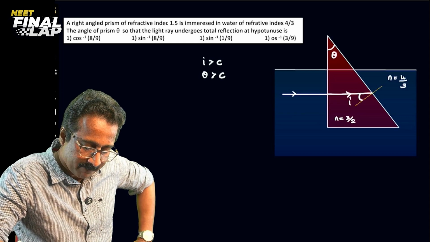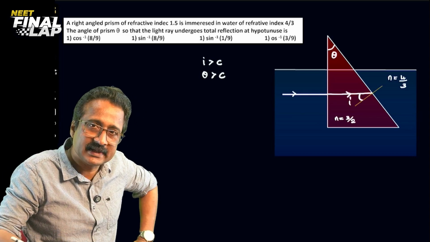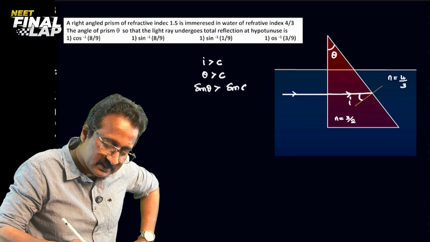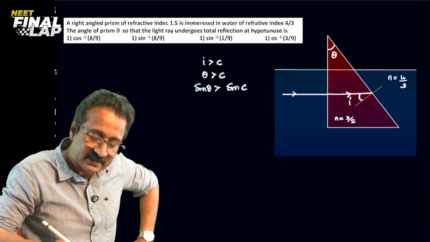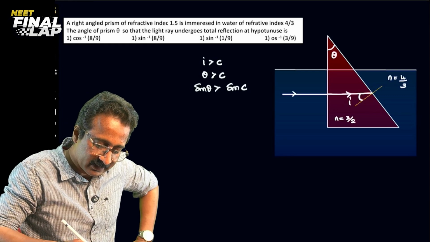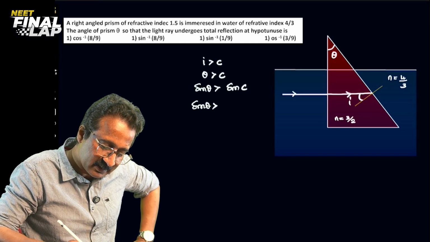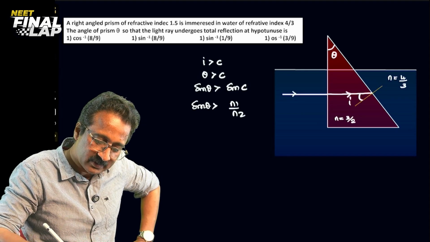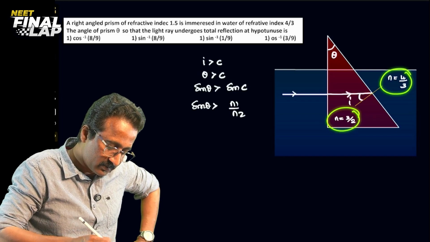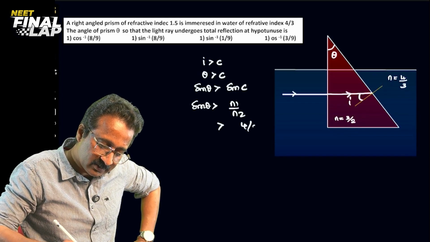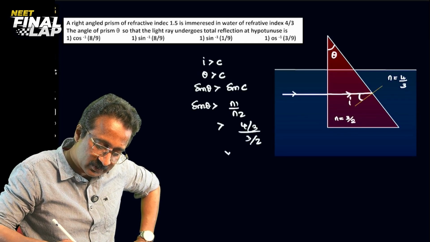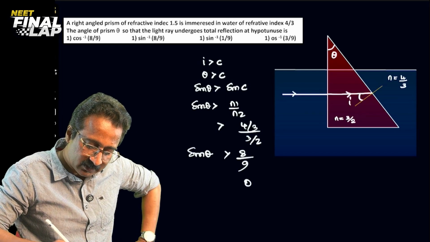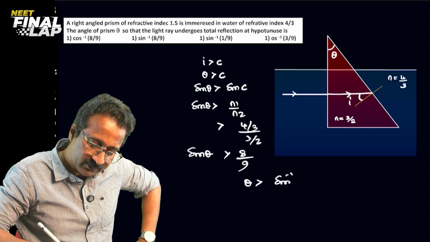Theta larger than C. Now, let's take sine on both sides to make the calculation easy. So sine theta greater than sine C. You know that sine C is equal to n1 by n2. So I'll rewrite this as sine theta larger than n1 divided by n2. n1 is the rarer medium. This is n1, this is n2. So it gives you greater than 4/3 divided by 3/2, which is going to be 8/9. So sine theta must be greater than 8/9, or theta must be greater than sine inverse of 8/9.